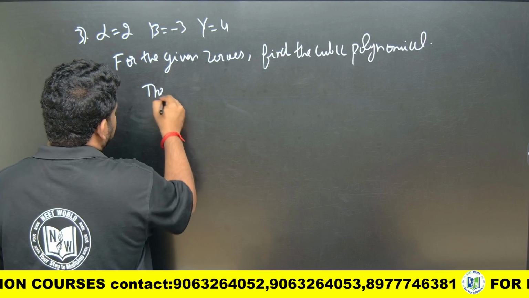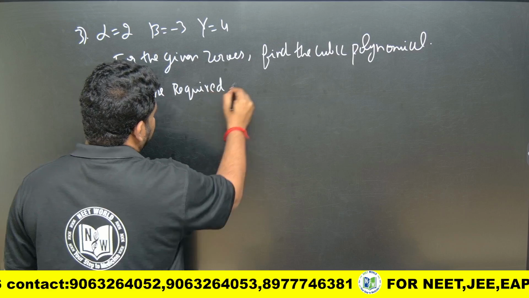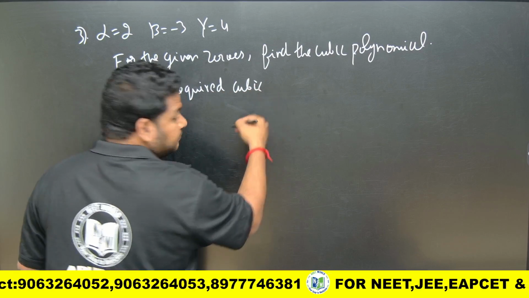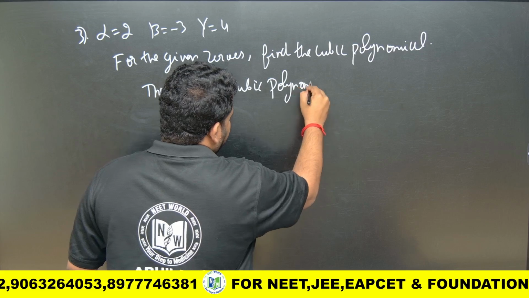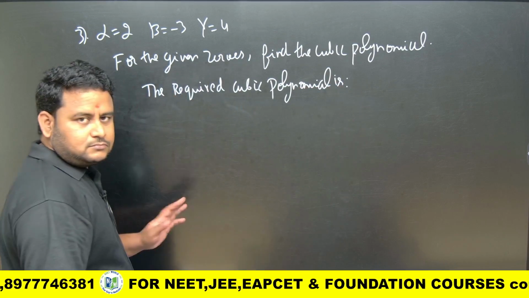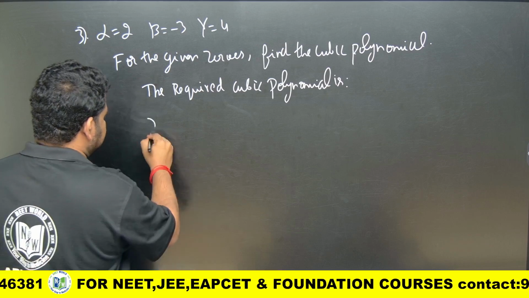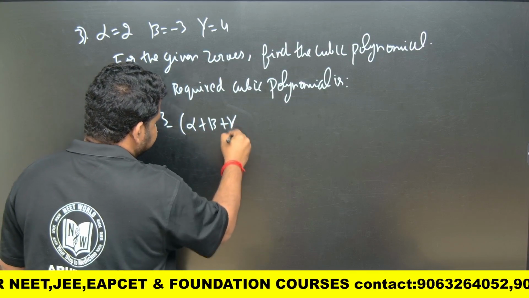So, that is the solution. The required cubic polynomial is x cube minus alpha plus beta plus gamma times x.